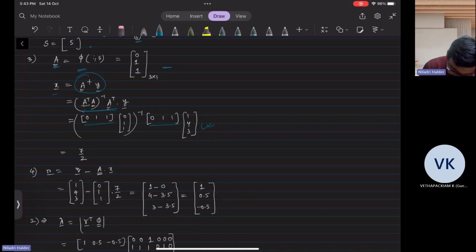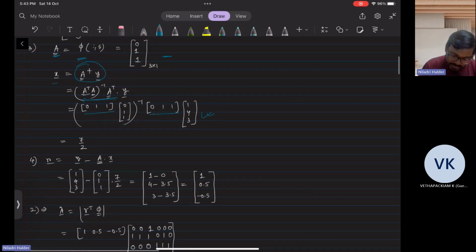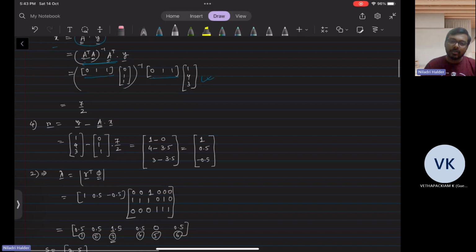Then that gives 7 by 2. So this is the x. It's only one scalar. For this case, it's just a scalar, there is no vector. So I found one entry, 7 by 2. Now I will find the residue.